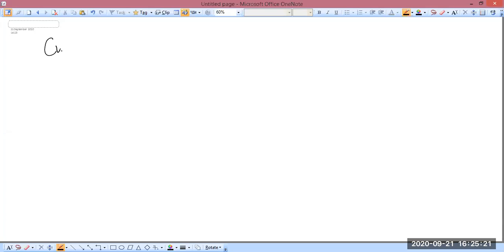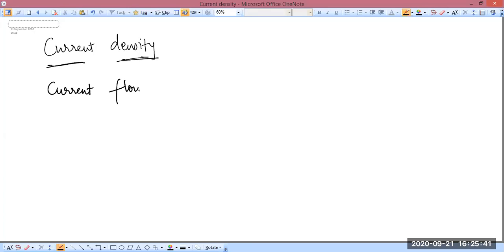Now we go to the next thing, current density. All right, now we are going to talk about the next thing, which is called current density. Now what is this current density? Here is its definition: current flowing per unit area of cross section, right? Current density means current flowing per unit area of cross section.